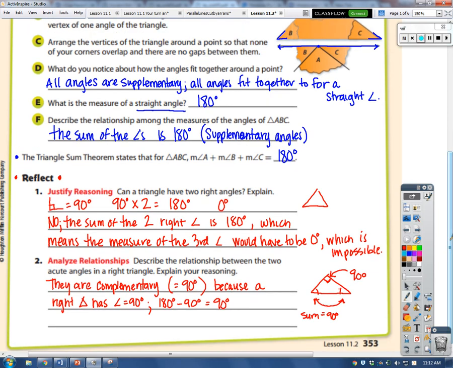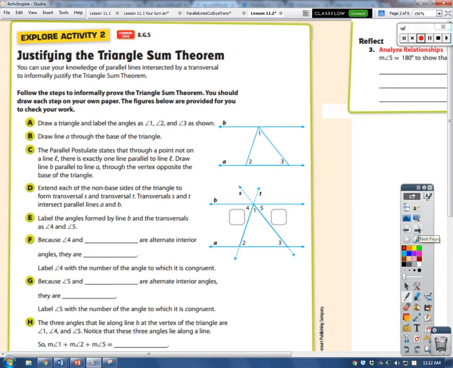Okay, so let's go ahead and move to the next Explore activity, which is Explore Activity 2, Justifying the Triangle Sum Theorem. You can use your knowledge of parallel lines intersected by a transversal to informally justify the triangle sum theorem. Follow the steps to informally prove it. You should draw each step on your own paper. The figure below has been provided for you to check your work. So on your own paper, maybe over to the side, you can be drawing this. I'm going to use this example for your notes here.